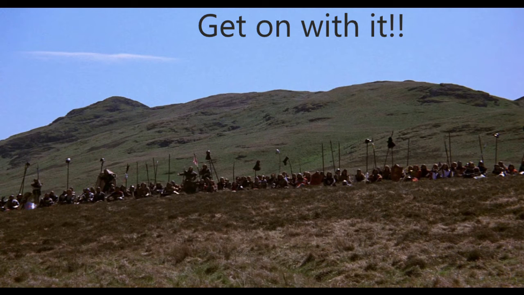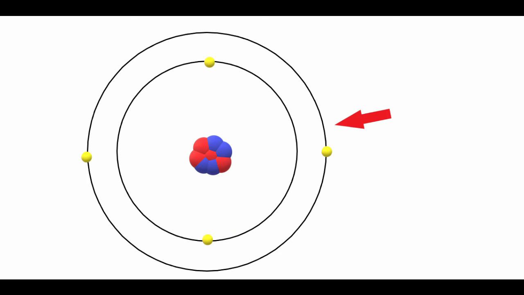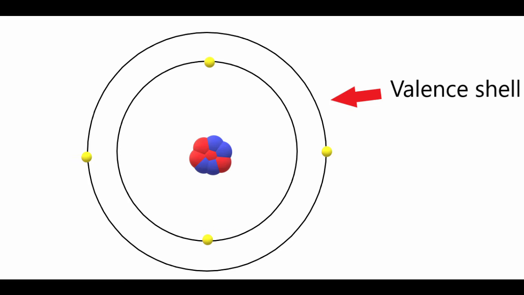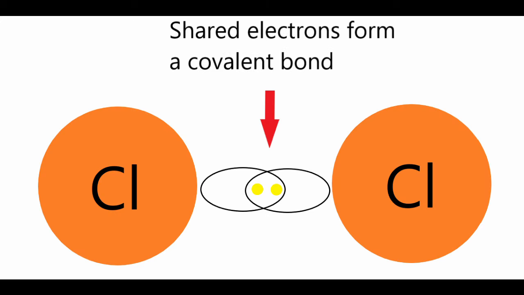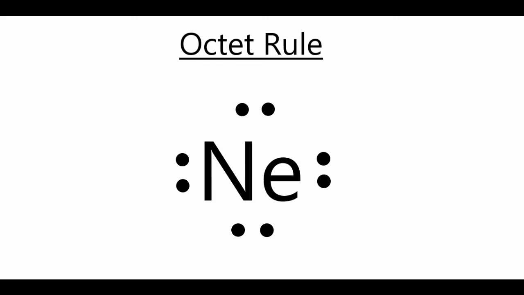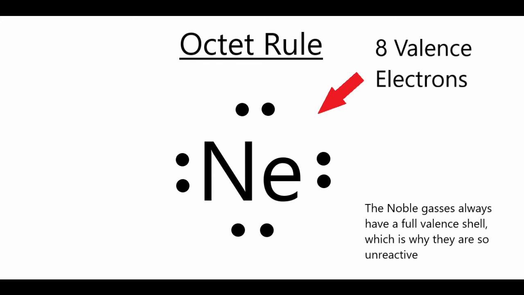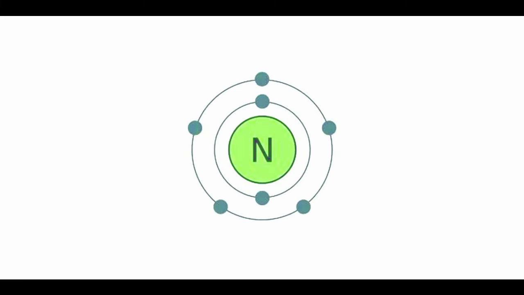Anyway, let's continue. The outermost shell of an atom is called the valence shell and contains the aptly named valence electrons. These electrons are what allow atoms to interact with each other and form bonds, and the number of bonds that an atom can form is dictated by the Octet Rule, which states that an atom needs 8 valence electrons to be stable. Let's use nitrogen as an example.